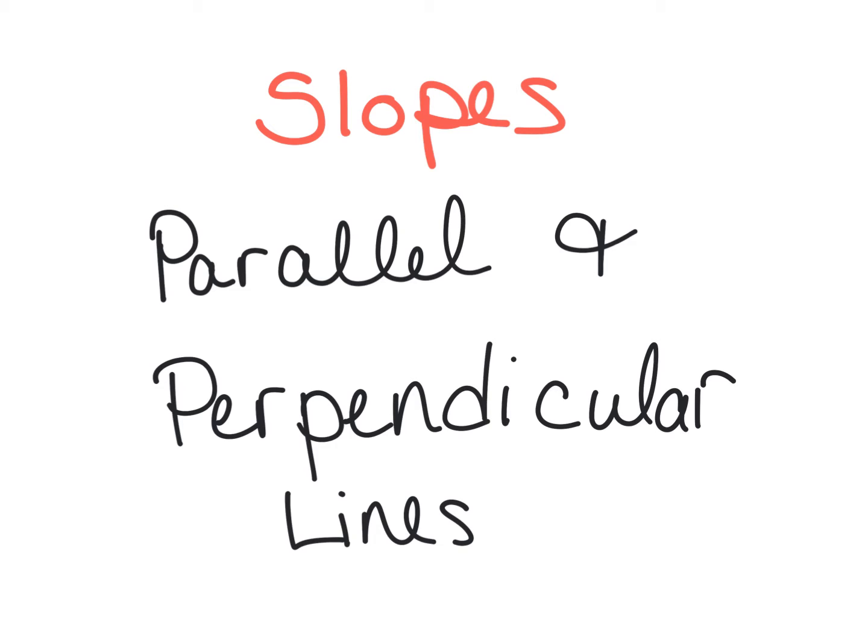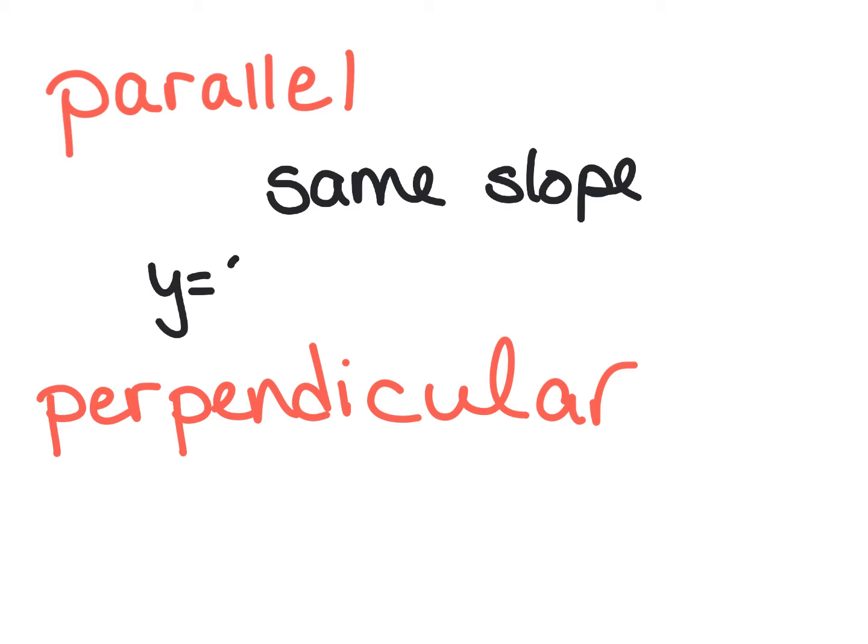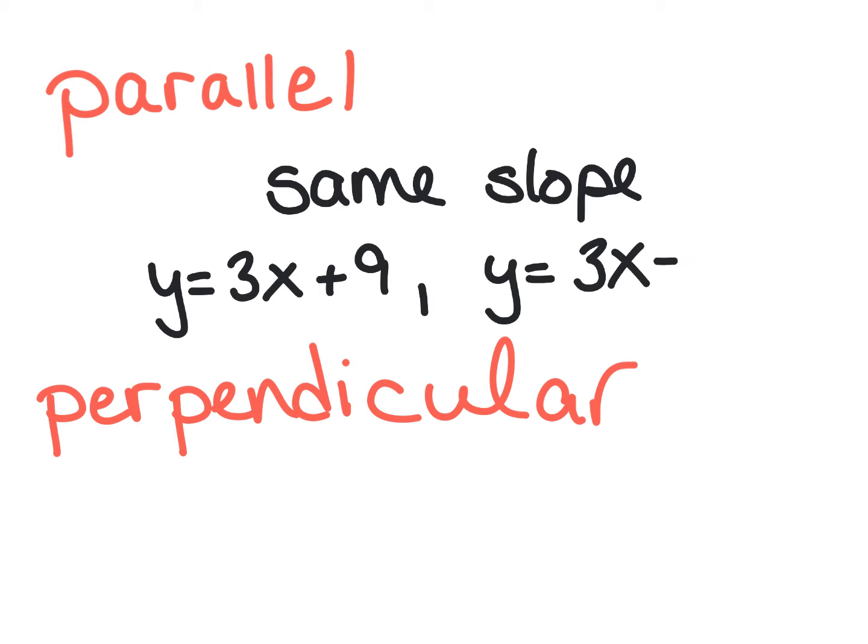Here's a quick refresher on the slopes of parallel and perpendicular lines. Parallel lines have the same slope. So if you have an equation where y equals 3x plus 9, some equation parallel to that would also be like 3x minus 2.4. As long as the slope portion is identical, the lines are parallel.